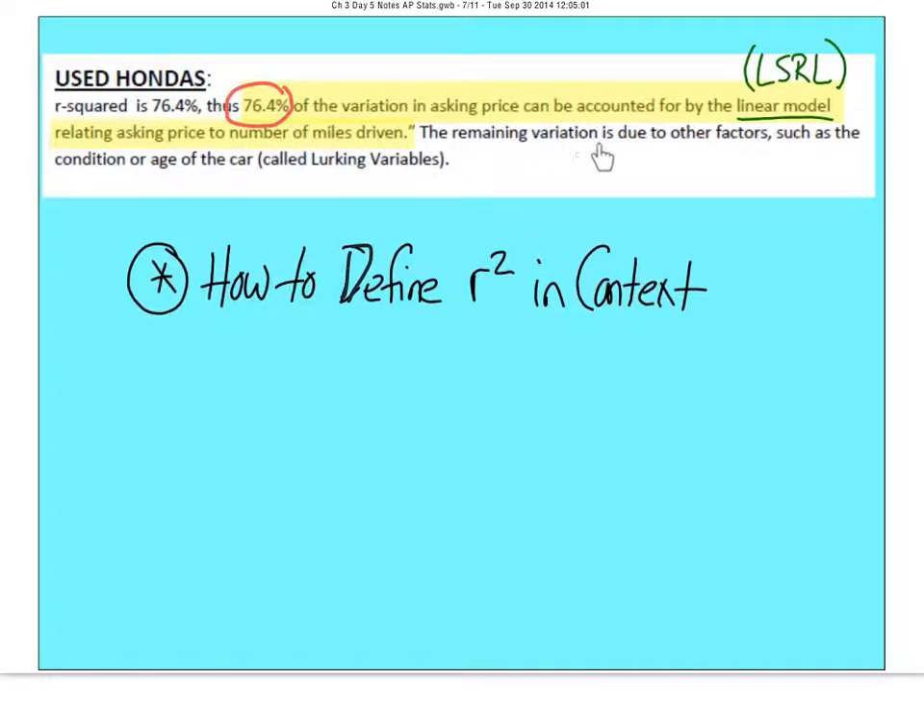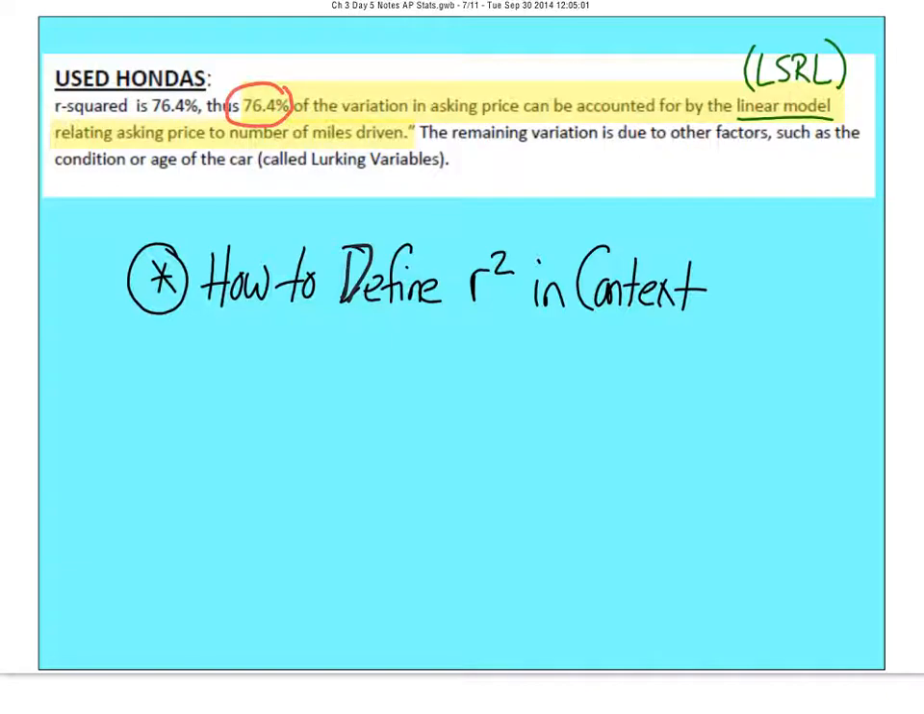Now, the remaining variation, the remaining 23.6%, is due to other factors, such as the condition of the car, the age of the car, and other lurking variables. All that we know here is that the miles driven, as it relates to price, explains 76.4% of the variation in price.